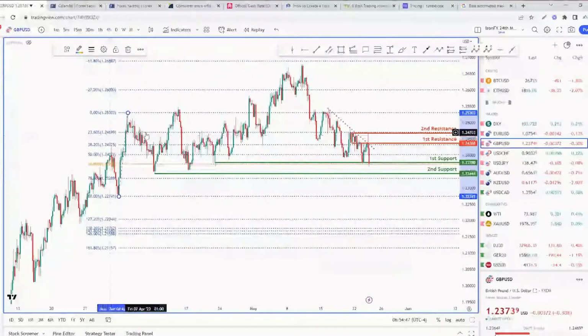So 23% did not serve as a decent support at all, but what served as a relatively good area of support was 38.2%. And also, I guess you could consider 50% served as a relatively good support as well. So if you had been shorting pound dollar after making this peak, you would have identified these levels as potential take profit areas.